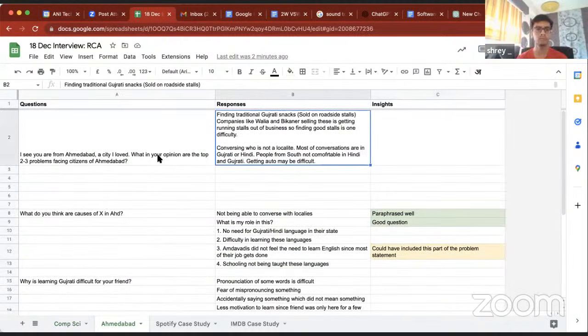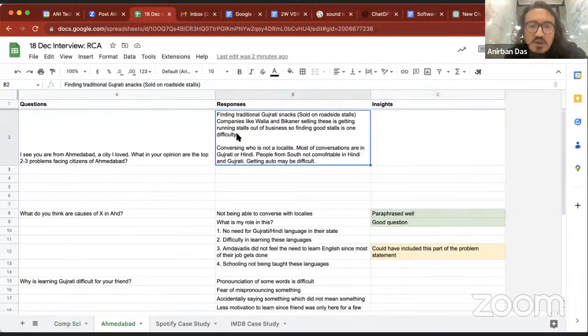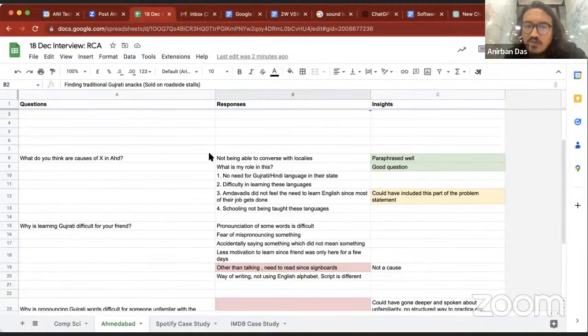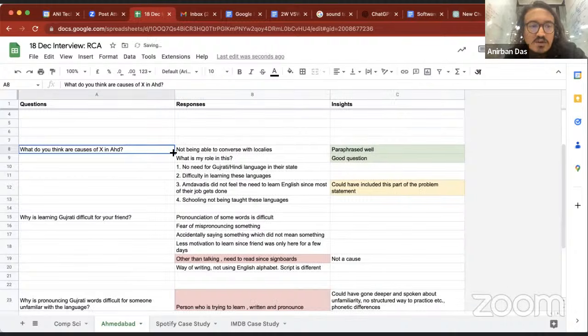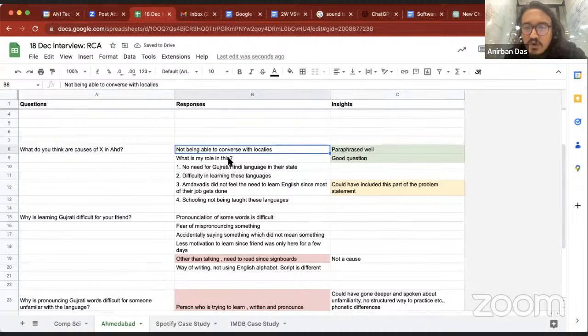The Ahmedabad section of the interview, I think you introduced the context and the two problems fairly well, using examples of your own and explaining why it was a problem. Then when we got to the causes, and this was a fairly abstract problem, so I don't know whether you would have expected a problem like this or not. But when we got into, what do you think are causes of the language problem?